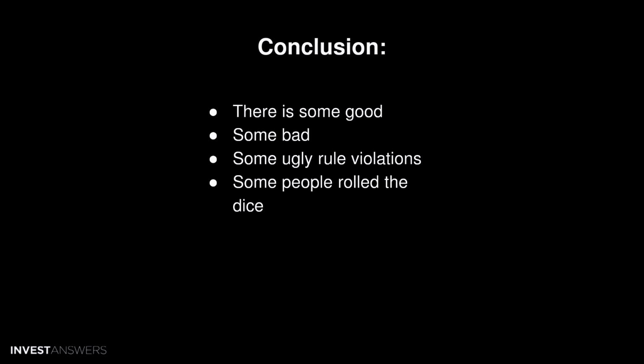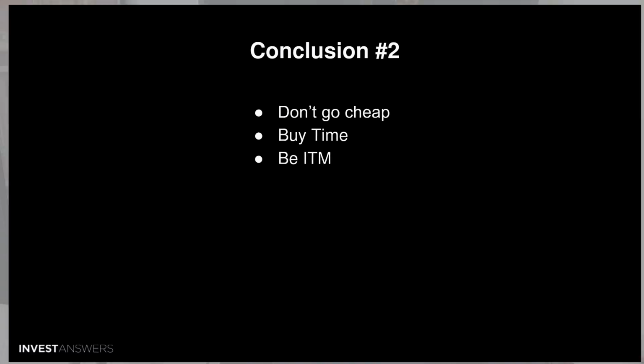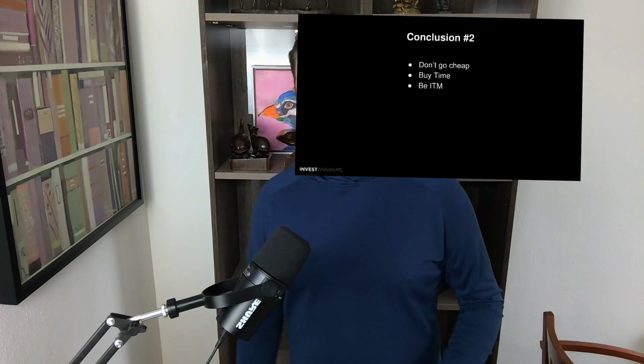So quickly, conclusions for everybody. The lessons today: there's some good from everybody in their trades, some bad, some ugly rule violations, and some people really roll the dice, which is not good. Conclusion number 2 is don't go cheap. Buy time and be in the money. Always be in the money and buy time. Remember that, everybody. Two most important things.